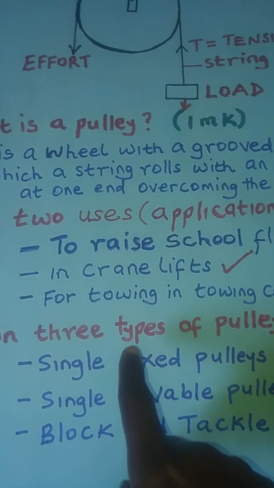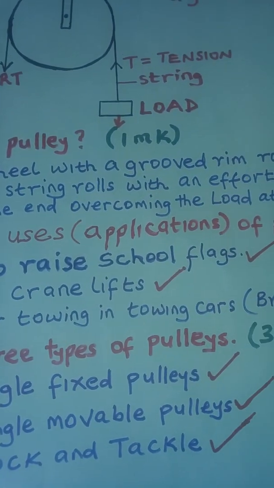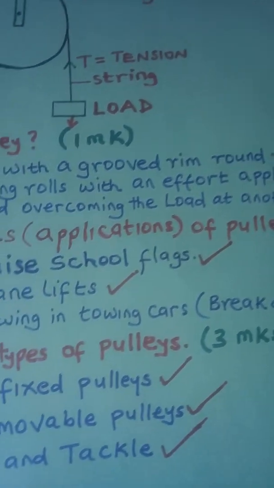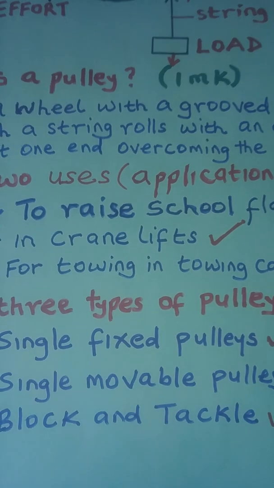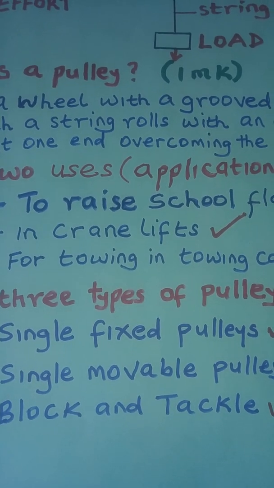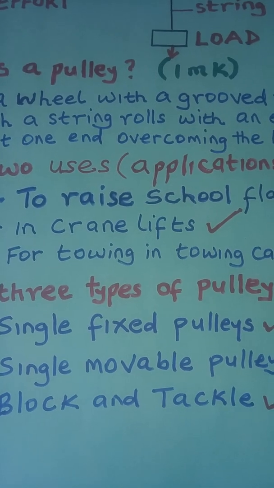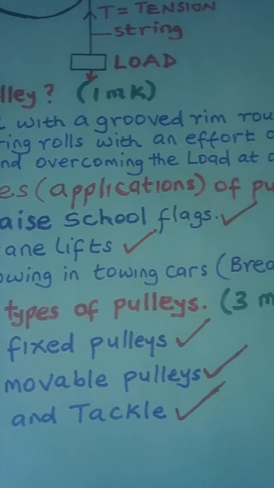We also use pulleys for towing, in towing cars or breakdowns. Now, there are these particular cars which are being used to pull others. When a particular car has got an accident, there are those cars which come to pull those cars. So those cars which pull, we call them towing cars.